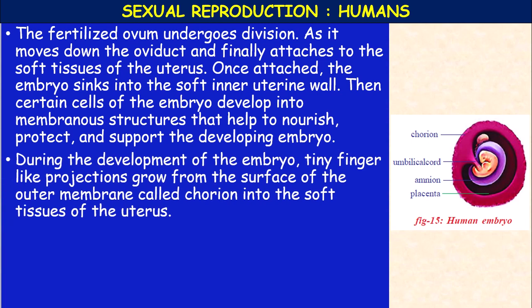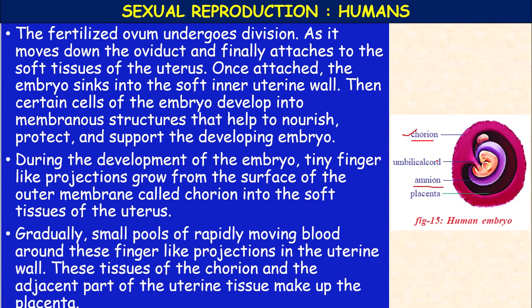During the development of the embryo, tiny finger-like projections grow from the surface of the outer membrane. It is called the chorion. Three important embryonic membranes are called amnion, chorion, and allantois. The finger-like projections grow from the surface of the outer membrane, the chorion. The projections spread and penetrate into the soft tissues of the uterus.